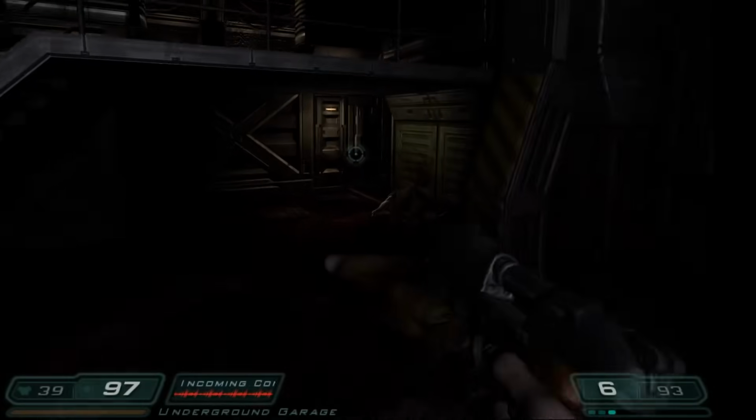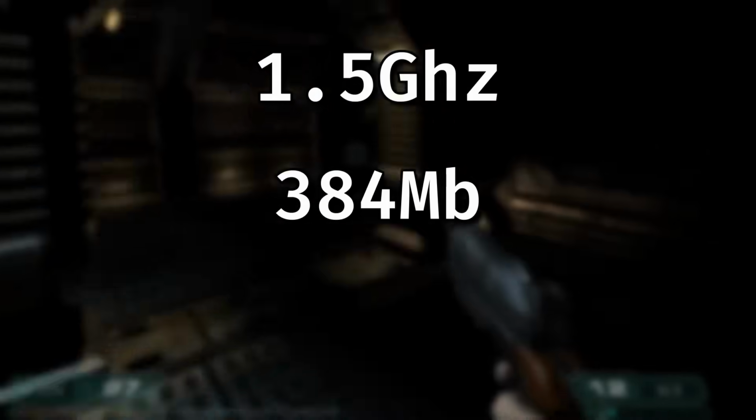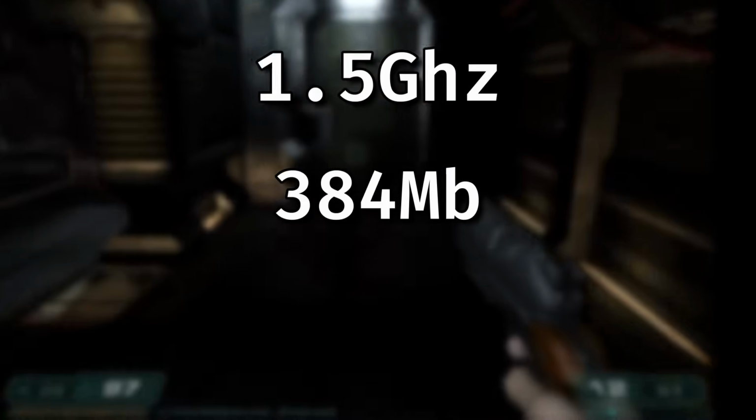Gone are the sprite-based things, the column-based wall fills, and even the software render itself. Doom 3 required a dedicated graphics card, and as such, pushed the boundary of what was possible. Our minimum specs are now 1.5 GHz processor, 384 MB of RAM, and a graphics card with at least 64 MB of memory. But the most crucial difference is that we can now look up.